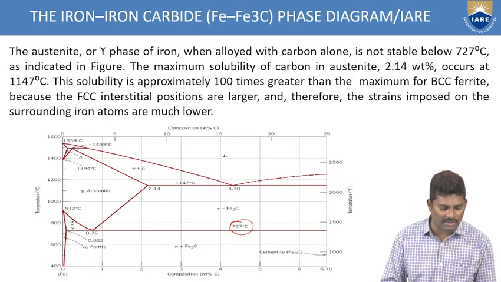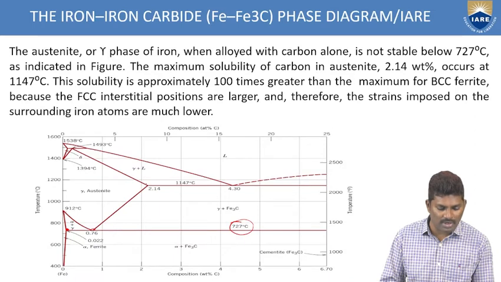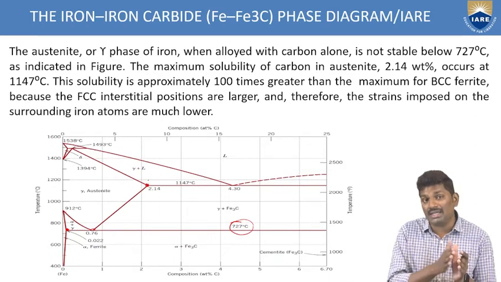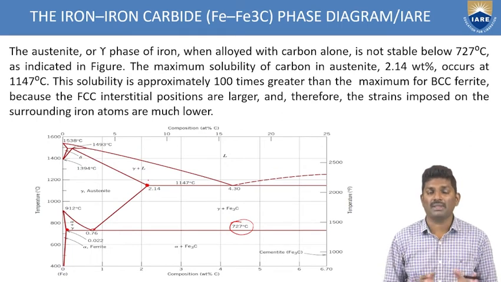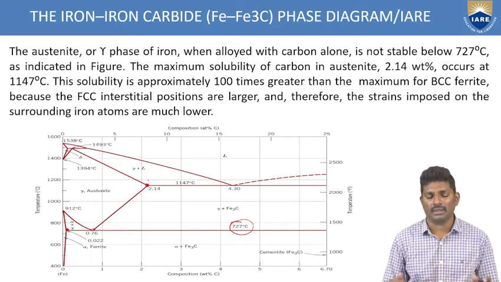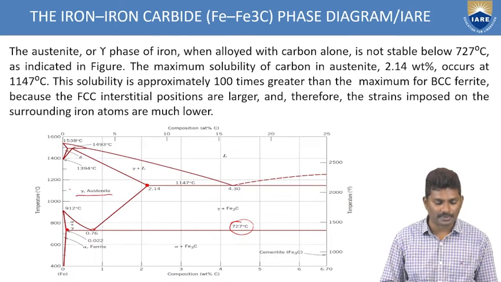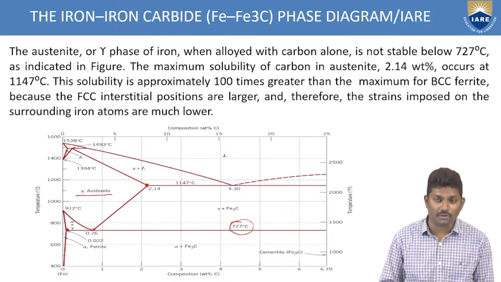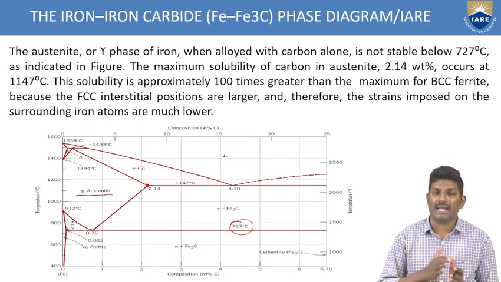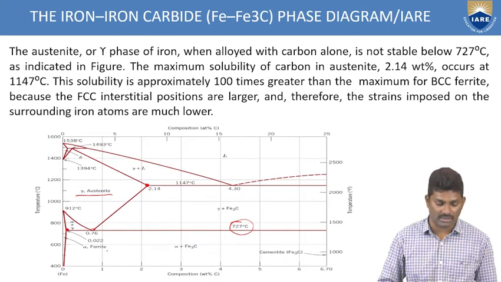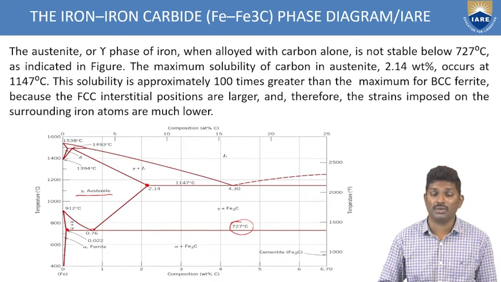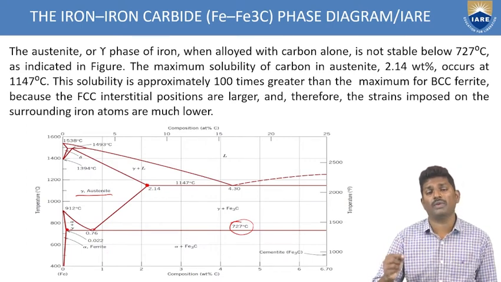From 0.022 to 2.14 weight percentage, it is increasing. The solubility limit is increasing since the carbon is being added into that ferrite or austenite. At 1147 degrees centigrade, you get the maximum value of the solubility. It is almost 100 times more than the ferrite solubility, since ferrite has a very, very low 0.022 weight percentage.